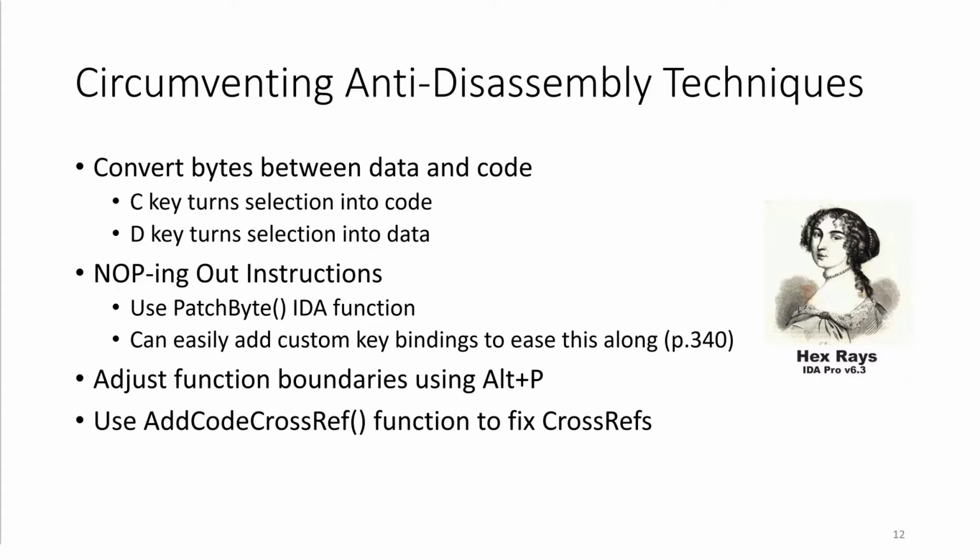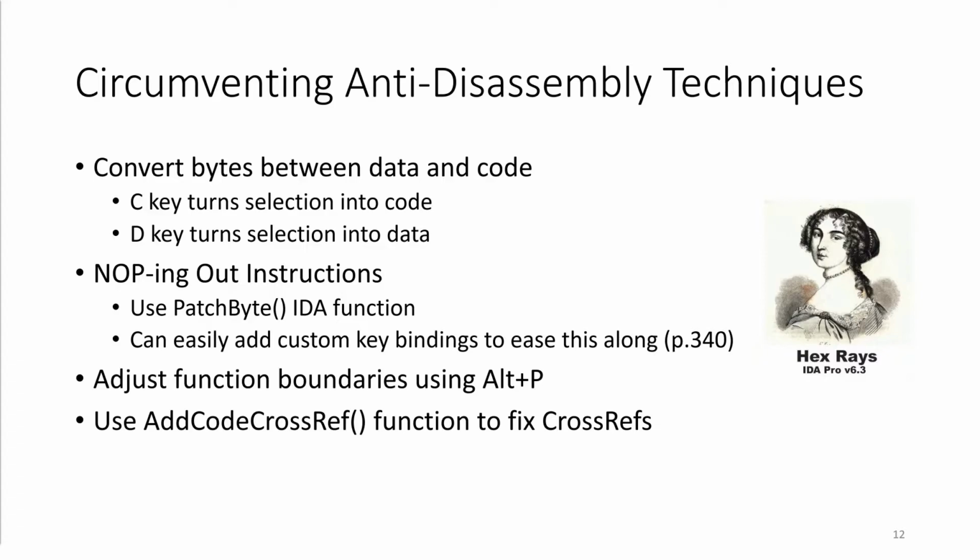Here, I'll summarize some of the things you can do in IDA Pro to fix a disassembly when a binary uses anti-disassembly techniques. First and foremost, you can use the C and D keys to convert bytes between code and data, respectively. Second, when you encounter rogue bytes or impossible disassemblies, you can convert bytes to NOP instructions while preserving functionality to make analysis easier. Next, when you encounter techniques that mess with control flow and make IDA misinterpret the boundaries of a function, you can redefine those function boundaries using Alt-P.